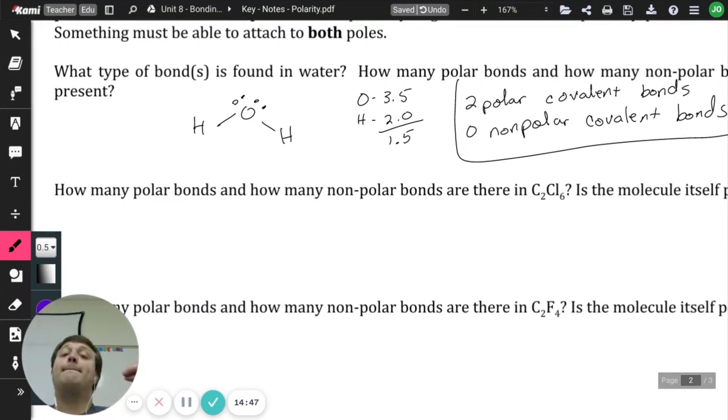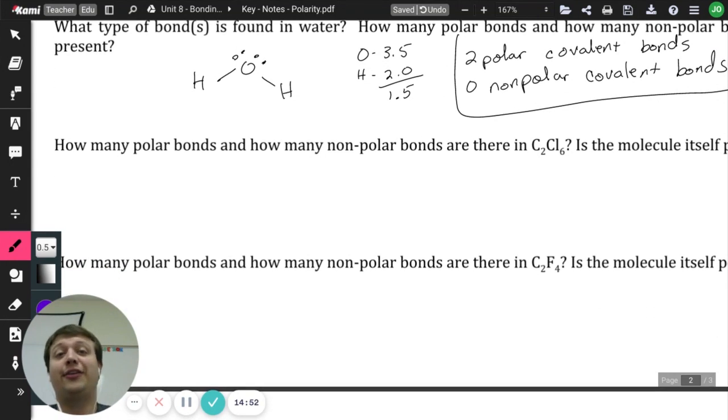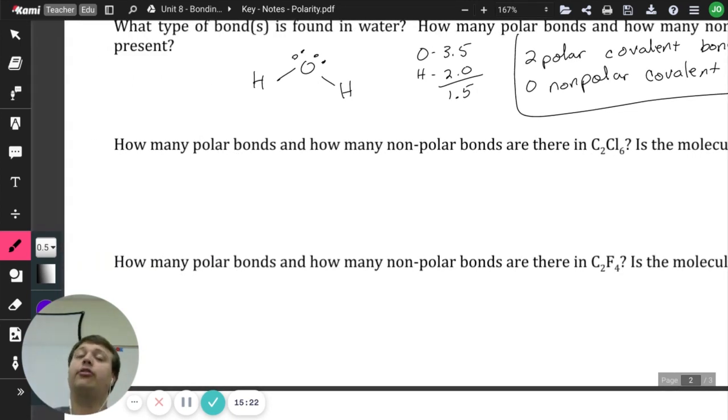So now let's actually look at a molecule, okay? And we're going to start with a little bit more complicated one because it's got a little bit more complicated VSEPR shape. So it says how many polar bonds and nonpolar bonds are there in C2Cl6? Now with this one, it's a little bit more complicated because you're going to actually have two central atoms because you've got that carbon. Your carbons are going to be the ones that form what we call a carbon chain, where those carbons are all lined up connected to one another. Now, they also want to know, is the molecule itself polar?